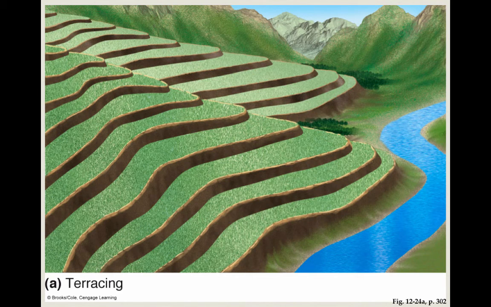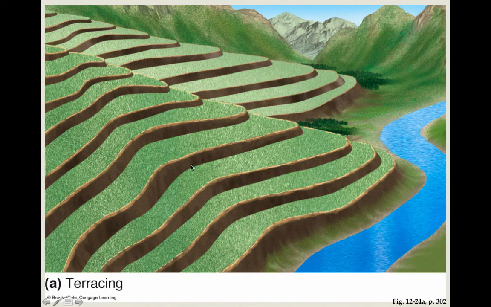Terracing is where you farm in stair steps up a mountain rather than just plowing directly up the mountain. You can see that stairs have been formed into this mountain instead of just trying to plow straight up and down the mountain, or even straight across.